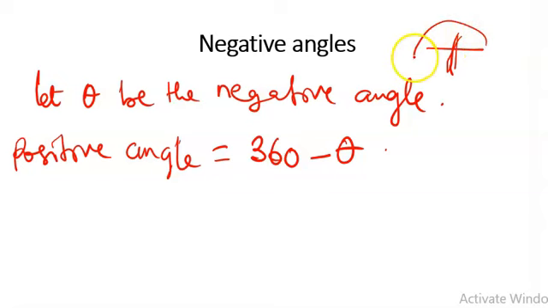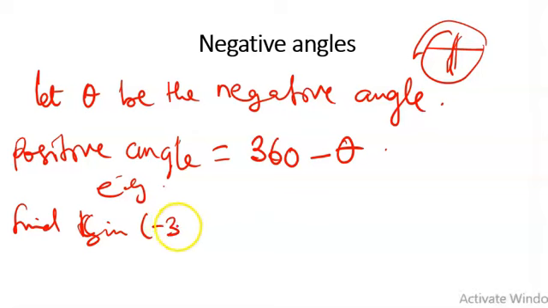We are going this way as positive. Come this way, that is clockwise. Example, find sine negative 30 degrees.